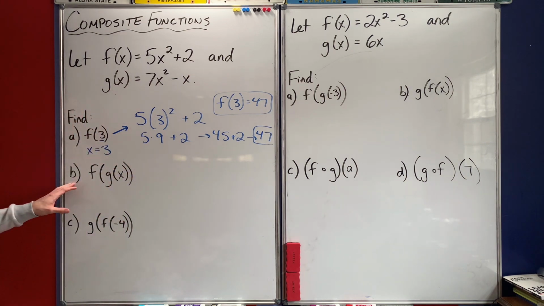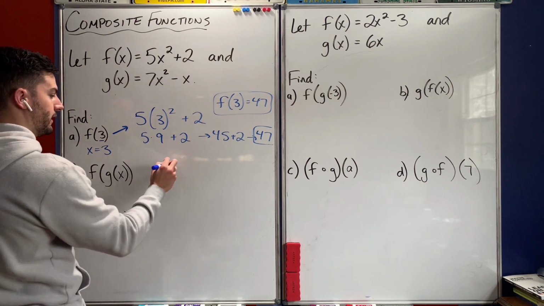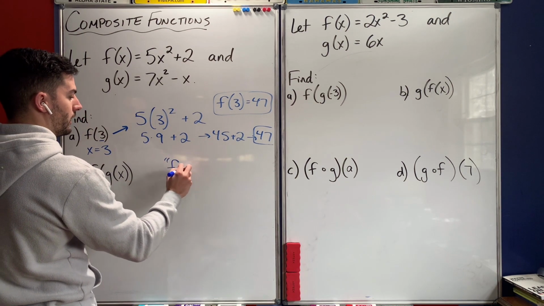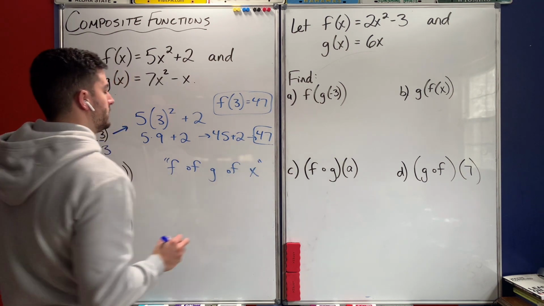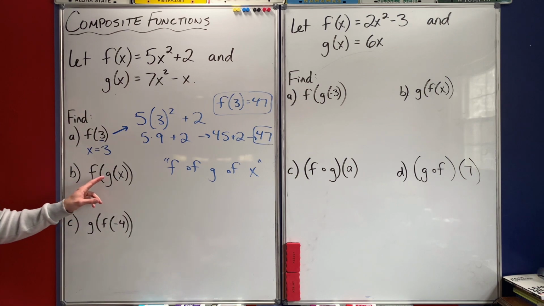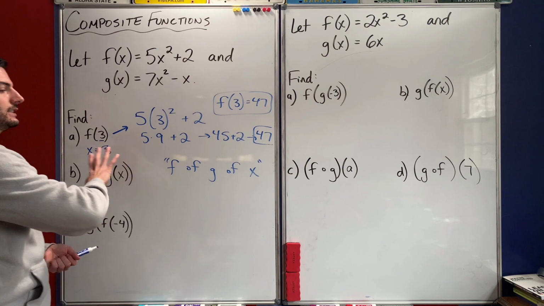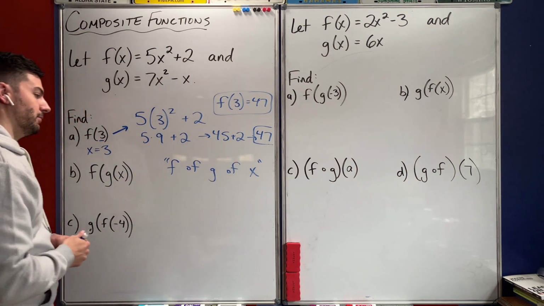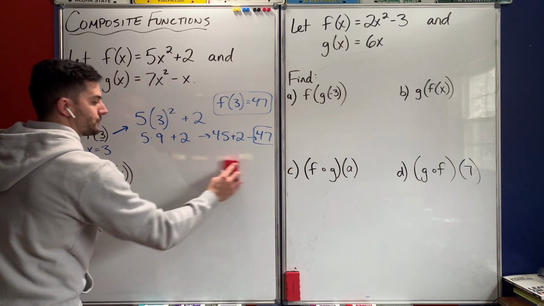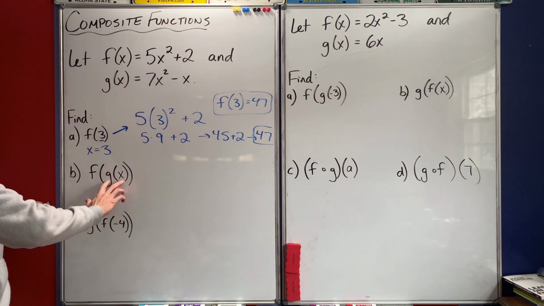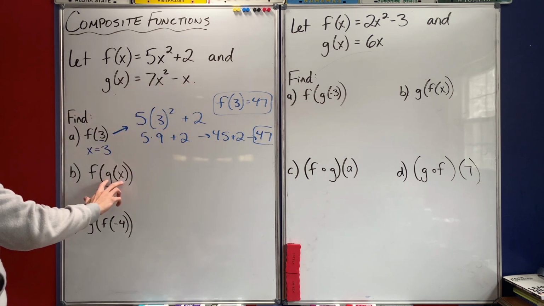Now, look at letter B. I'll write over here how you would say this, because it's kind of confusing. f of g of x. This would be saying find f of g of x. Kind of weird, right? It's a function within a function type thing. But mathematically, what I do with that is I'm going to take the g of x function. So I just have this here, f of g of x.